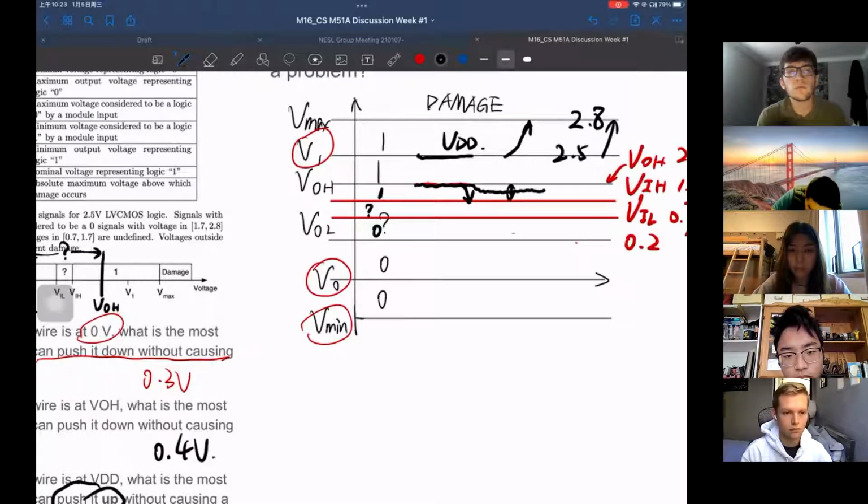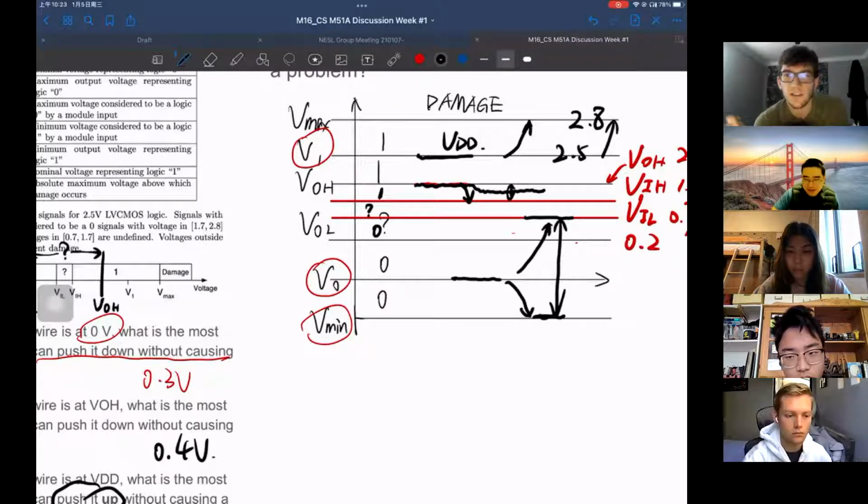Let's say this is where I am, and I want to output a 0. So if I go down, I can go down at most to here to avoid damage. If I go up, I can go at most to here to be able to, say, have the next gate take it as 0. So that's the boundary which won't cause any problem. And I'm basically asking how far can we go up, how far can we go down.